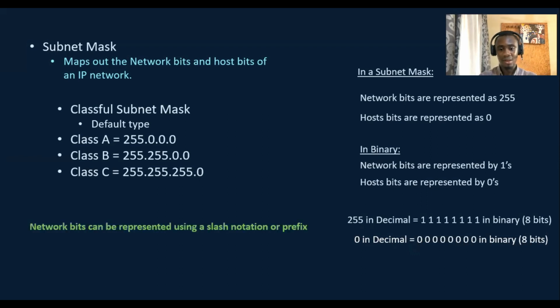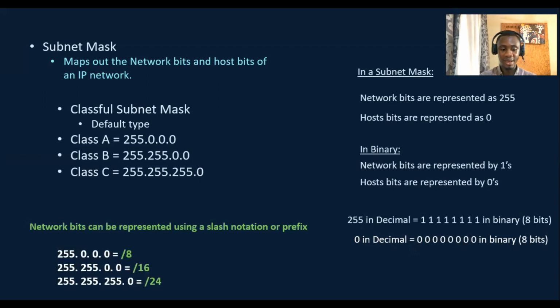And 0 in decimal will give you 8 bits of zeros. The other thing we should know is that network bits can be represented using a slash notation or prefix. So the prefix is a slash, probably /8, /16, /24, but we have more. The slash notation is more relevant when we come to classless subnets, because here you have representations of ones which are not just the network bits, but also subnet bits. So we'll come to that very soon. Just have in mind that all network bits and subnet bits are represented by a slash notation, but the host portion is not represented using a slash notation.